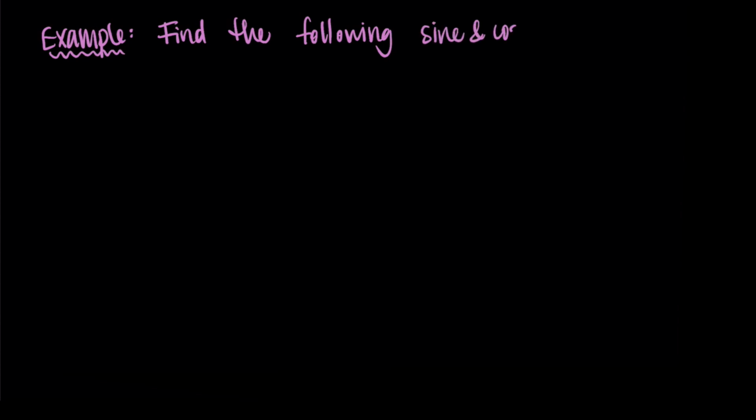Alright, welcome. In this video, I'm going to go through some really standard examples of using the unit circle to help us find sine and cosine values. My assumption here is that you have a unit circle that you're referencing, and we're just going to read it and interpret it in order to answer these pretty basic questions. So we're going to find the following sine and cosine values using a unit circle.